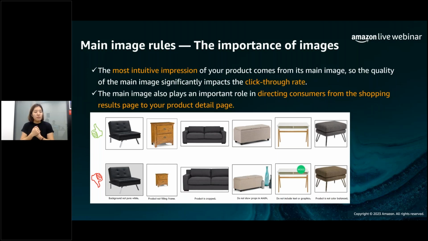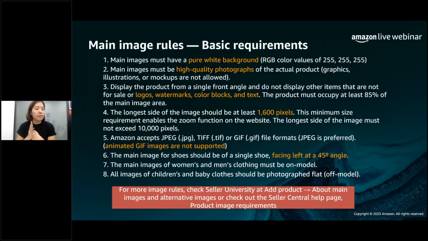Okay, so some main rules. Again, to reiterate, the main images must have a pure white background. It must be high quality so that customers can zoom into your product to see the main details. For example, sometimes they like to look at the ingredients of your product, to make sure it is gluten-free or to check for allergy concerns. Also, when you display your product, make sure it's a single front angle. You do not want the product at a rear angle, because then it's very hard to see. As well, logos and watermarks, you can't have that.